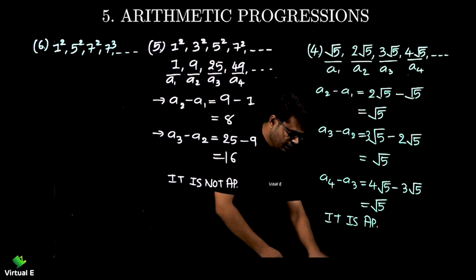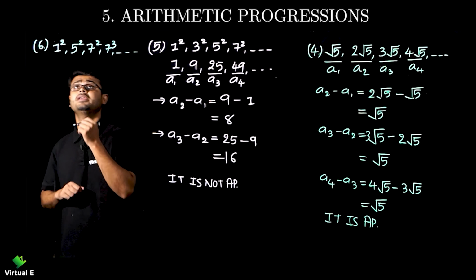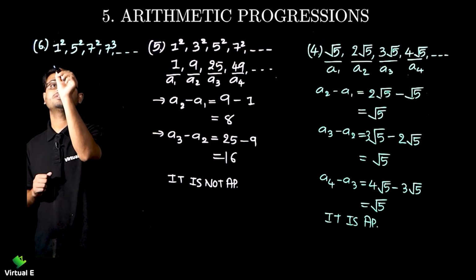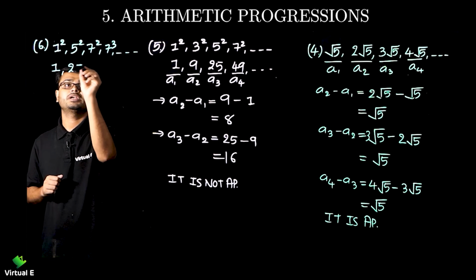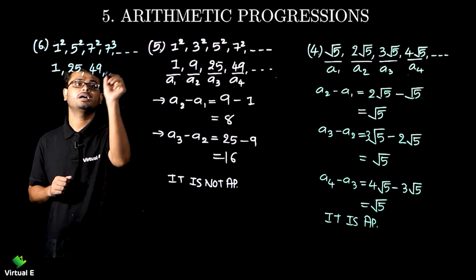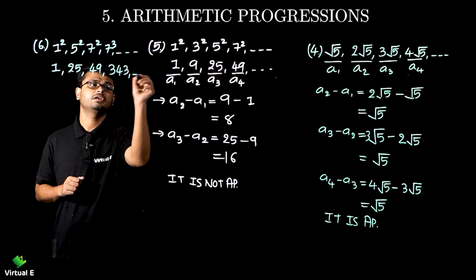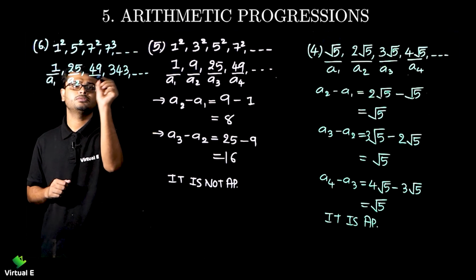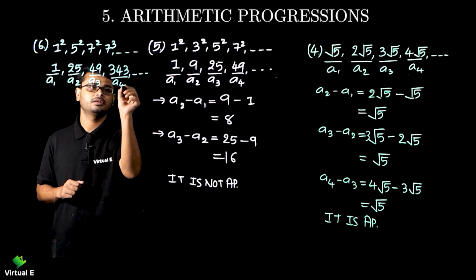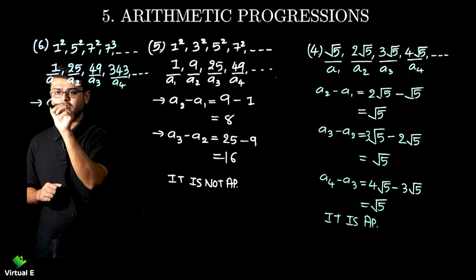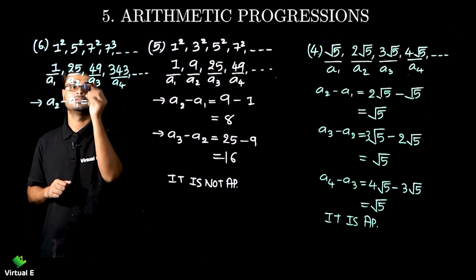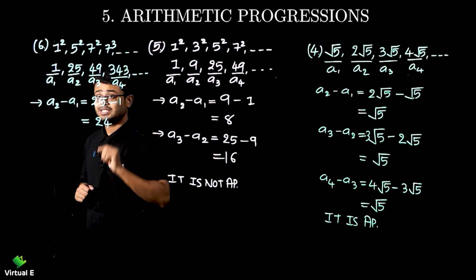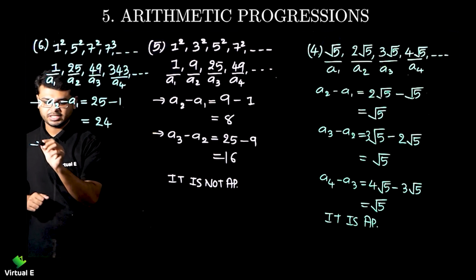Let's discuss the last one, then this topic will be over. Okay, again here 1 square, 5 square, 7 square and 7 cube. So first of all, let's simplify. 1 here, here 25, here 49, here 343. Okay, so let's start with A1, then A2, then A3 and A4. So first let's take the difference of A2 minus A1, that is 25 minus 1, that is 24. So that's the first difference. Now let's get the second one.